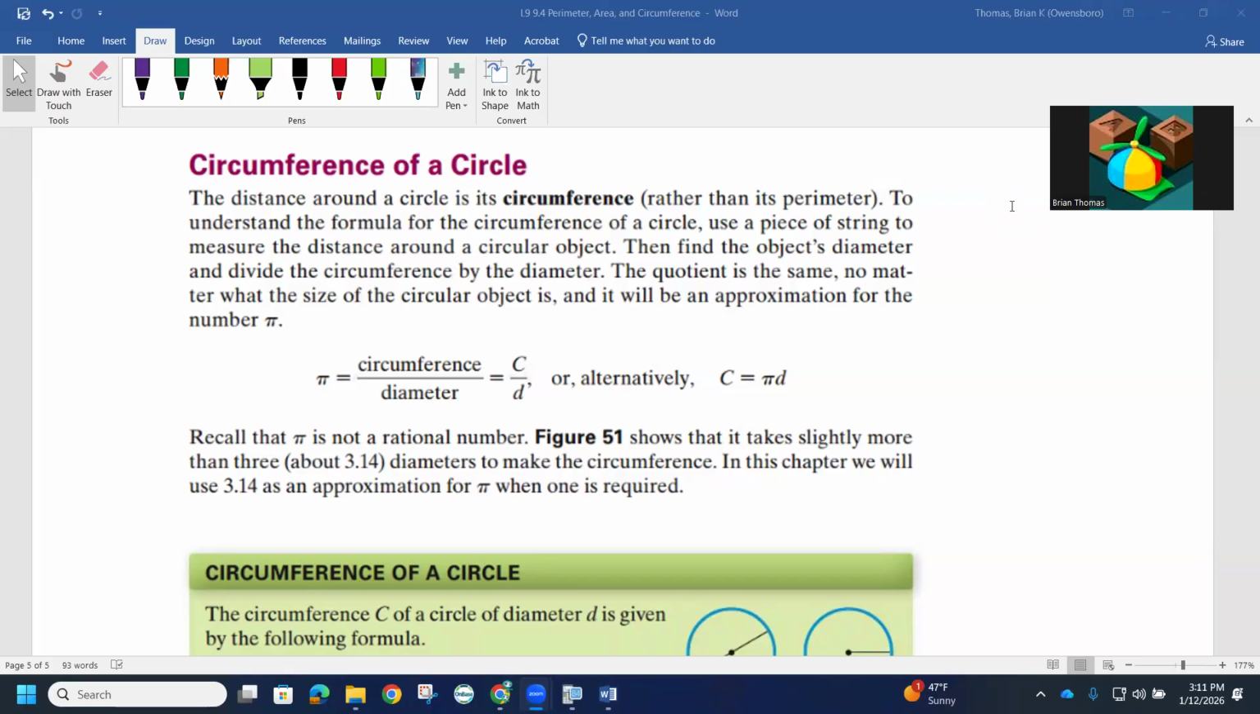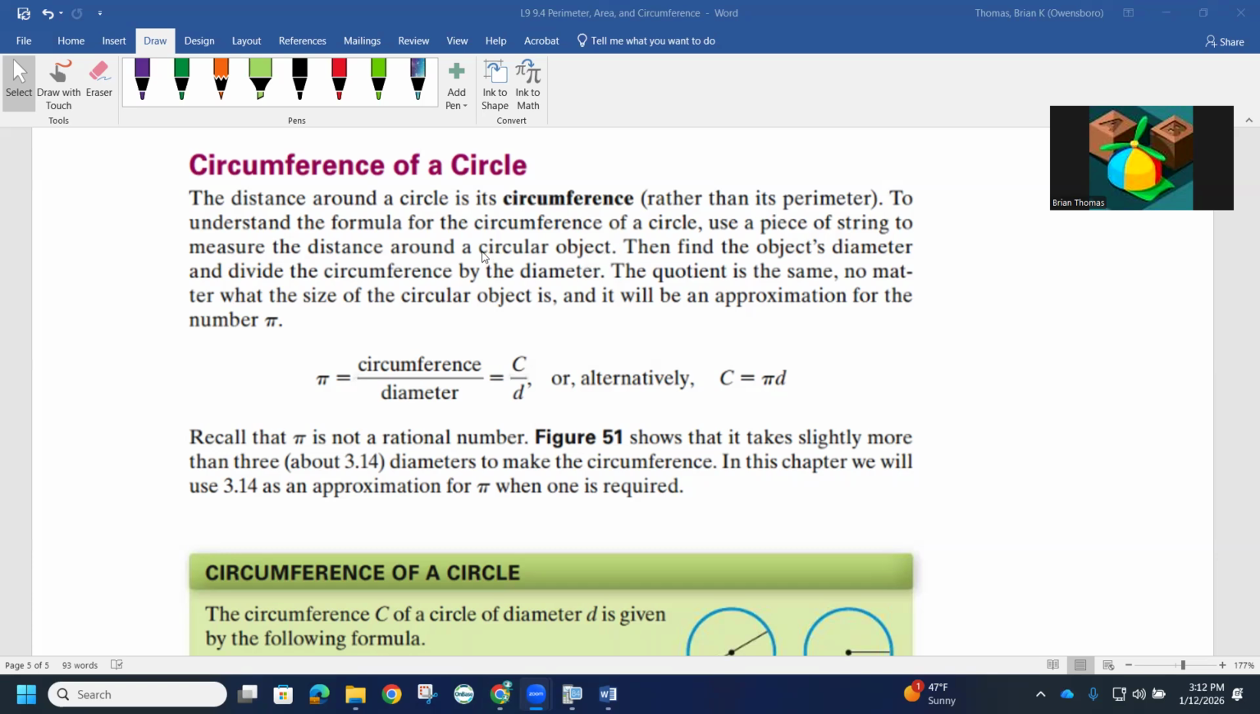So perimeter, like I said, usually we're talking about edge to edge type of distance around a boundary. Circles don't have edges, so instead of using the word perimeter, we use the word circumference for the distance around a circle. So again, the distance around a circle is called the circumference rather than using the word perimeter, but basically it's the same thing.